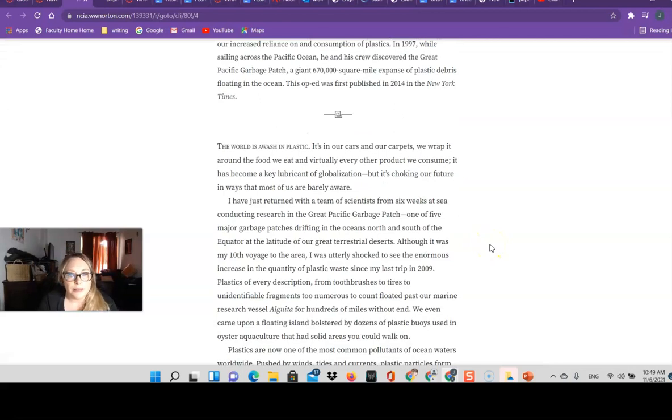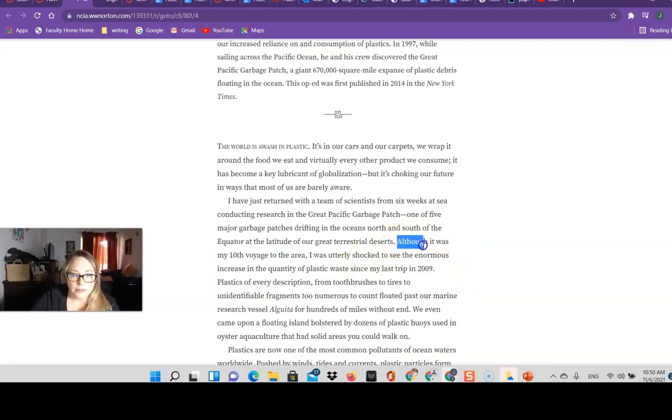The world is awash in plastic. It's our cars and our carpets. We wrap it around the food we eat and virtually every other product we consume. It has become a key lubricant of globalization, but it is choking our future in ways that most of us are barely aware. I have just returned with a team of scientists from 6 weeks at sea conducting research in the Great Pacific Garbage Patch, one of 5 major garbage patches drifting in the oceans north and south of the equator at the latitude of our great terrestrial deserts. Although it was my 10th voyage to the area, I was utterly shocked to see the enormous increase in the quantity of plastic waste since my trip in 2009.